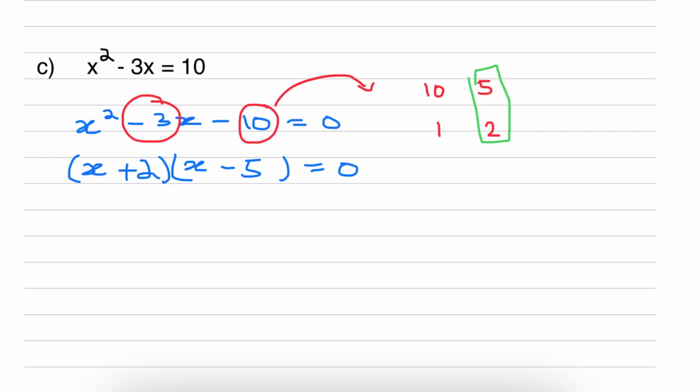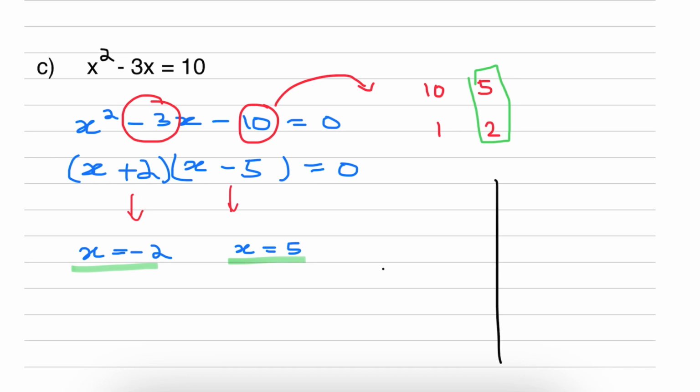Okay, now that you know you factorized it correctly, go ahead and write your solutions. So for our first bracket, x plus 2, we know that x will be equal to negative 2. And for the bracket x minus 5, we know that x will be equal to 5. Okay, and these are our two answers.